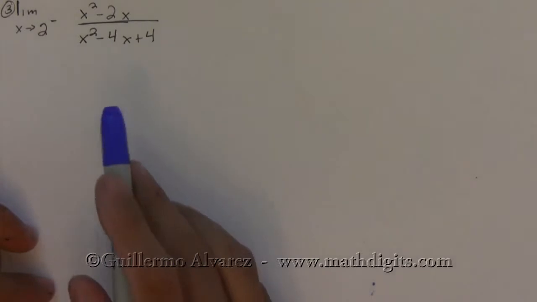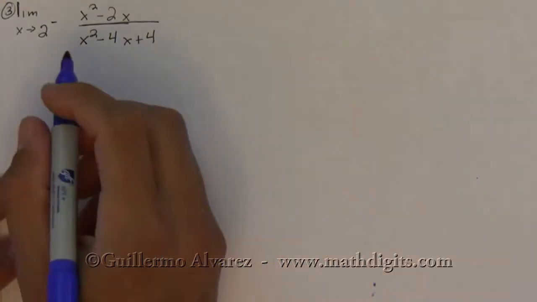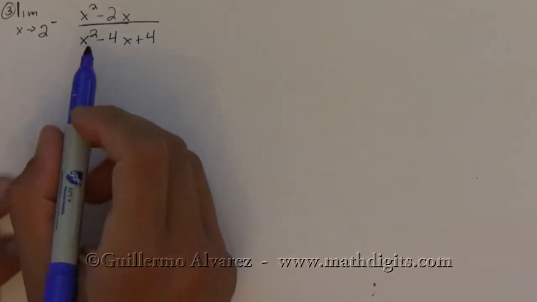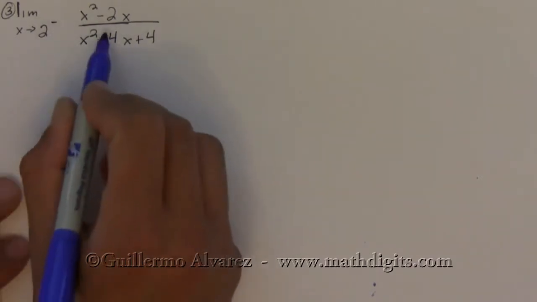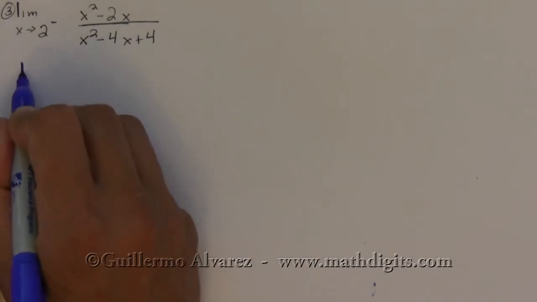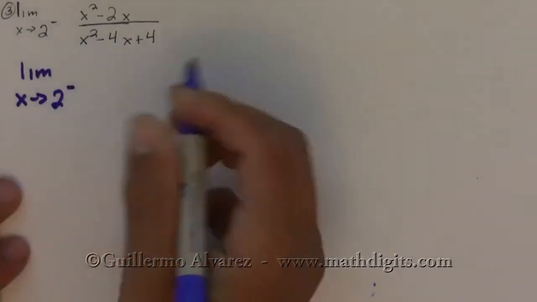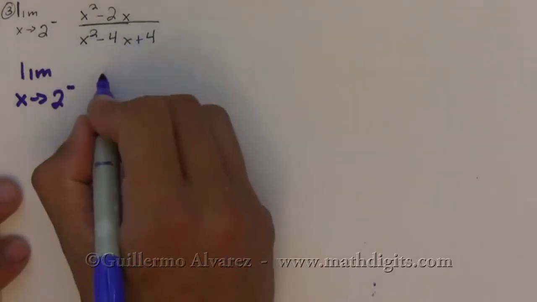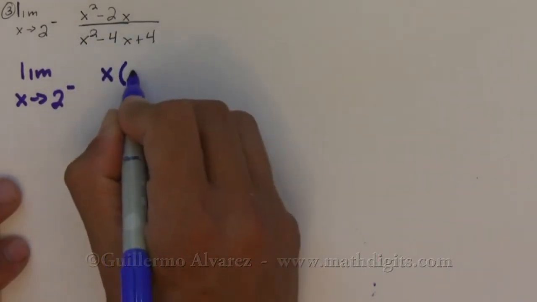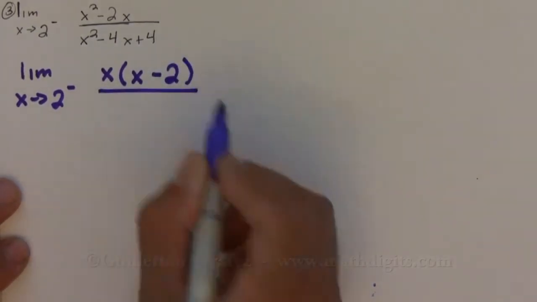Okay, now this problem, again, we're trying to find the infinite limit, and the first thing we probably want to do is to factor everything out. And so let's rewrite it. So I'm going to have the limit as x approaches 2 from the left. Here on top I can factor out an x, and I would have an x minus 2 left over.